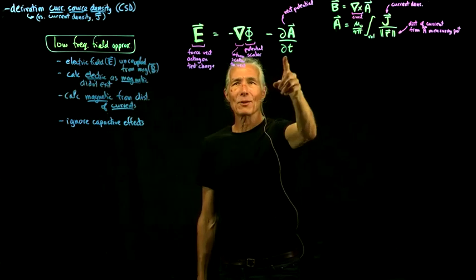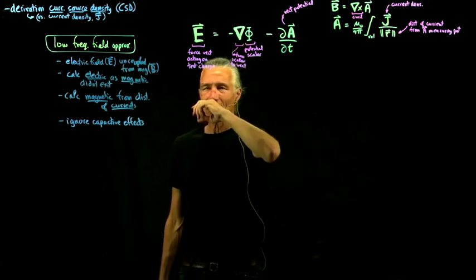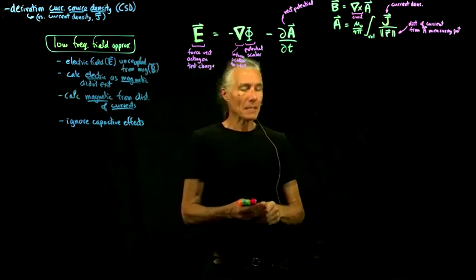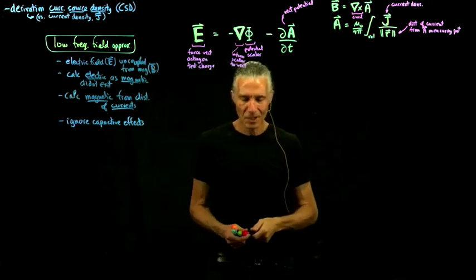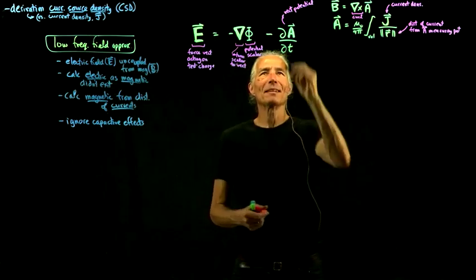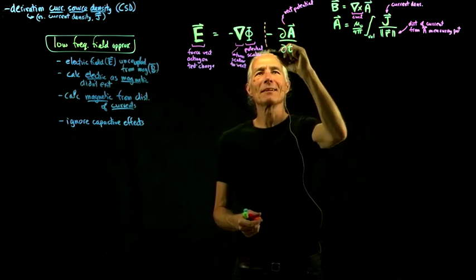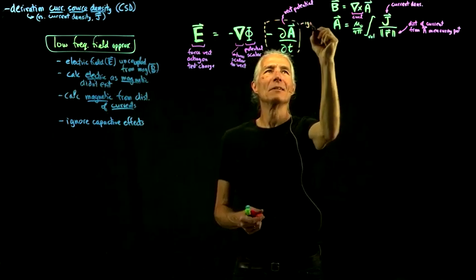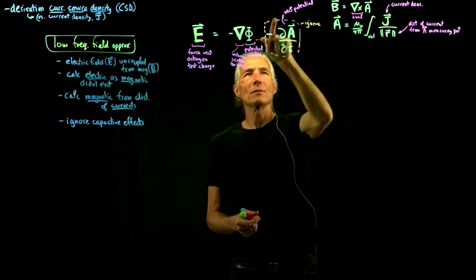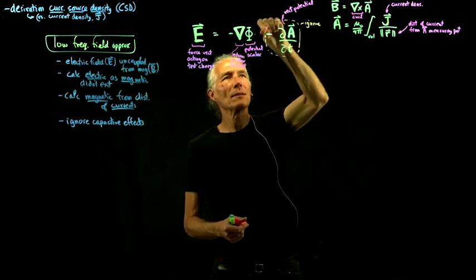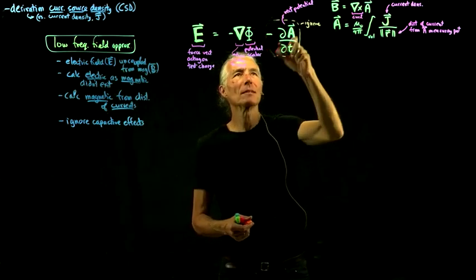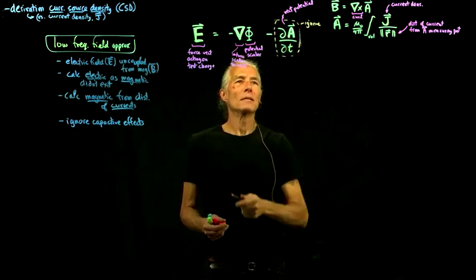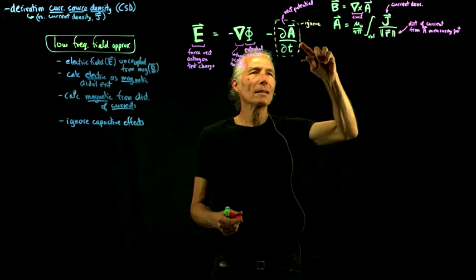So that thing affects the E field also, according to Maxwell's equations, but now let's just cross that guy out. We just ignore it, because we're doing this low-frequency approximation, where we don't have this coupling between the electric and the magnetic fields. So we ignore that guy.